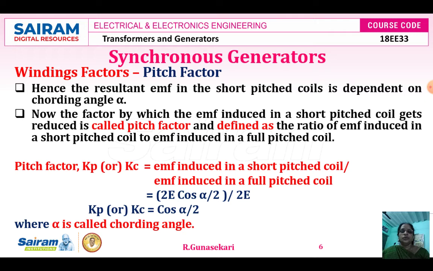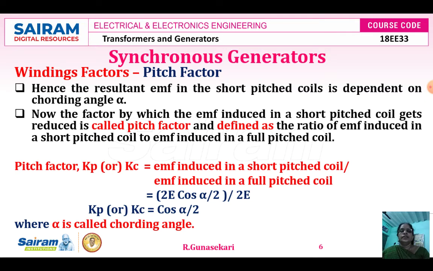The first step, you can draw the full pitched coil, short pitched coil, and the corresponding phasor diagram. Then you can find the EMF induced in a full pitched coil and the EMF induced in a short pitched coil. We are getting the arithmetic sum for the full pitched coil induced EMF, and the vector sum for the short pitched coil induced EMF.